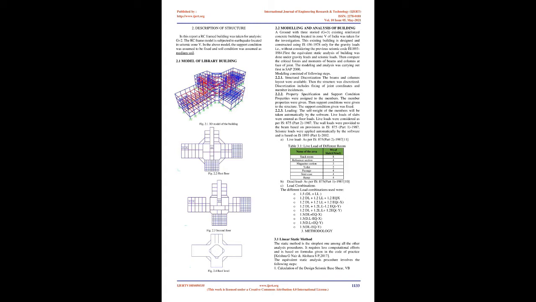Krishnaji Nair and Akshara S.P., 2017. According to the seismic zoning map of IS 1893:2002, India is divided into 4 zones on the basis of seismic activity. They are Zone II, Zone III, Zone IV, and Zone V. Andaman and Nicobar Islands lies in Zone V.